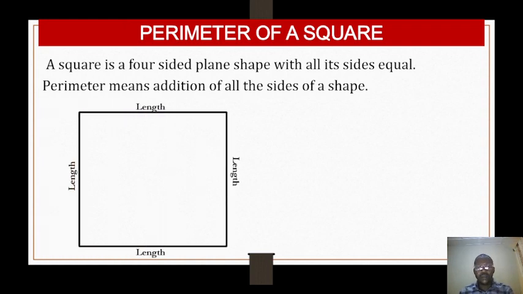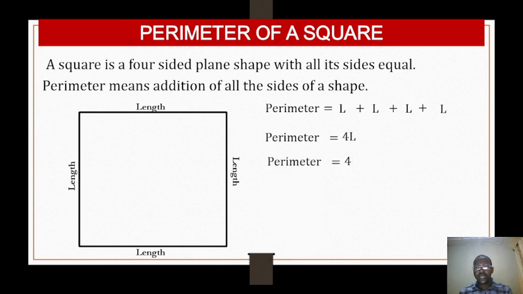Now, you can see on the screen that we have a particular square here, and each of the sides is length L, because it's a square. So the formula for perimeter is equal to length plus length plus length plus length. We have four lengths here because a square has four sides, that's why we are adding all the sides together. We can also write it as perimeter equals 4L, and 4L also means 4 times the length.